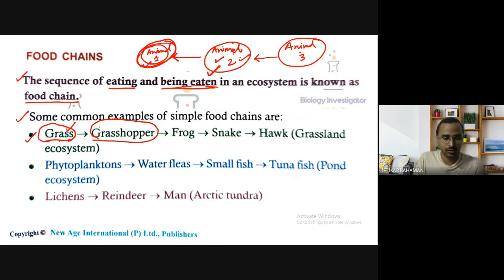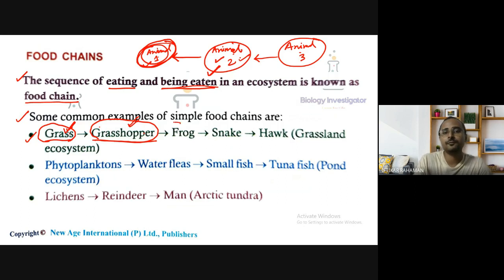So grasshopper is eating grass, right? So grass is being eaten by grasshopper, and grasshopper is eating grass. So then we can say grasshopper is herbivore, because it is eating plant. It is eating plant. That means it is herbivore.